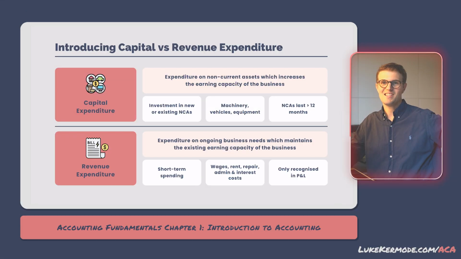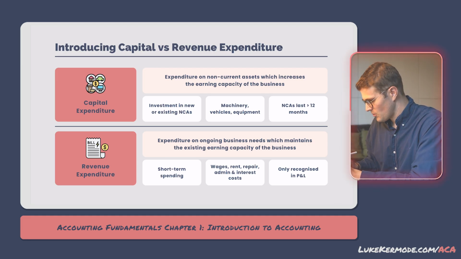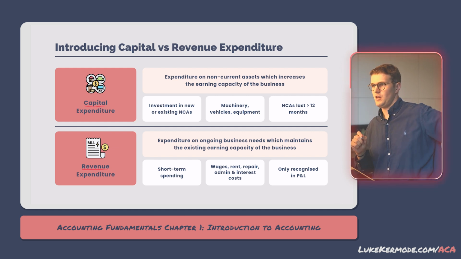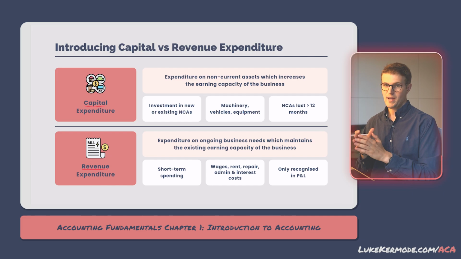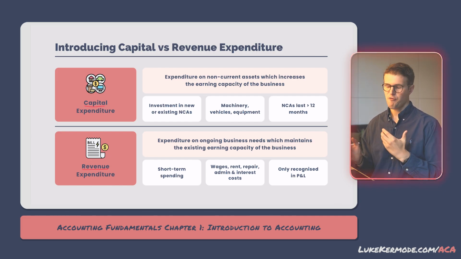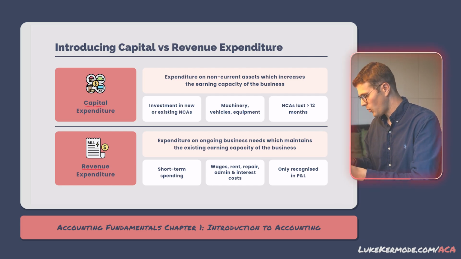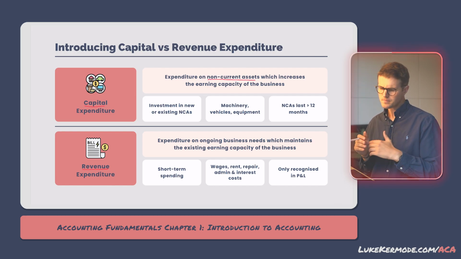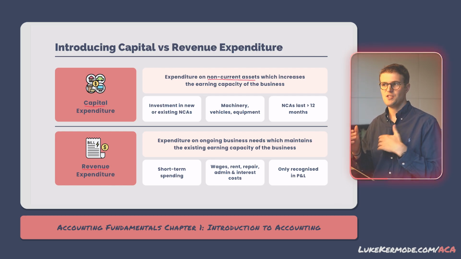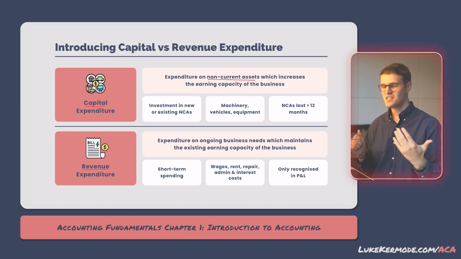When we think about how a business spends its money, we can broadly divide expenditure into two main categories. We have capital expenditure and revenue expenditure. And understanding the difference between these two types of expenditure is really important because they're accounted for very differently. We'll start with capital expenditure. This refers to money spent on acquiring non-current assets. These are assets that the business expects to use for more than 12 months. And this might include things like buildings, vehicles, machinery, or IT systems.